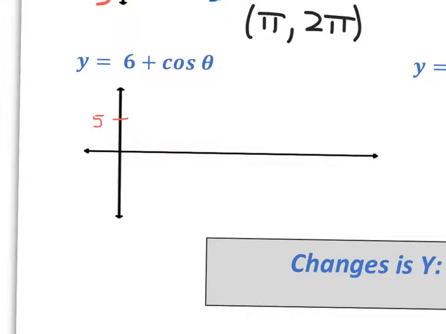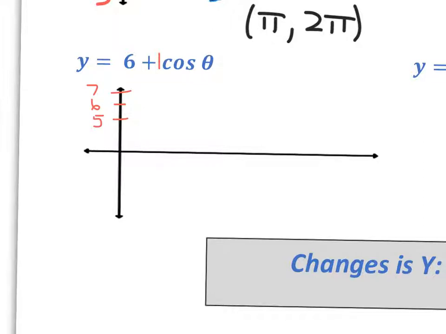What's the top of your parent function? 7, because of 6 plus 1. The parent function is 1, and then plus the 6 is going to be at 7, right? Your middle of the graph is going to be at 6, because would you agree that the amplitude is still 1? Okay, so our cosine curve. Are there any questions as of right now?